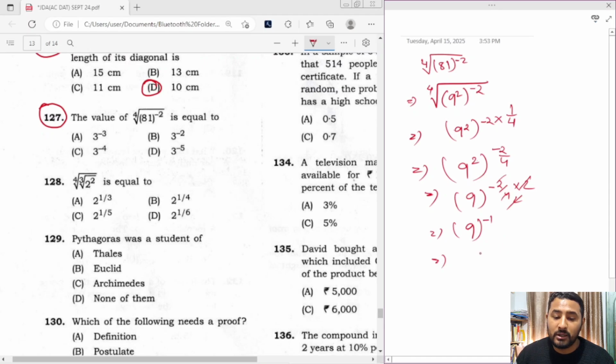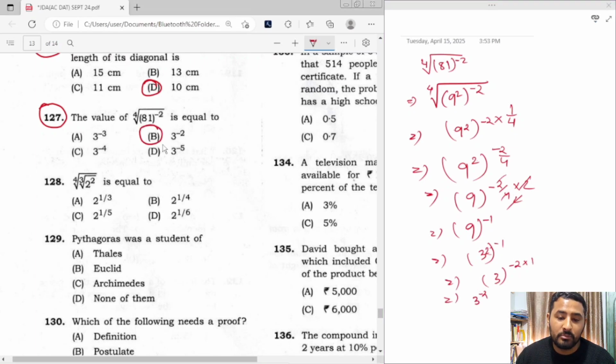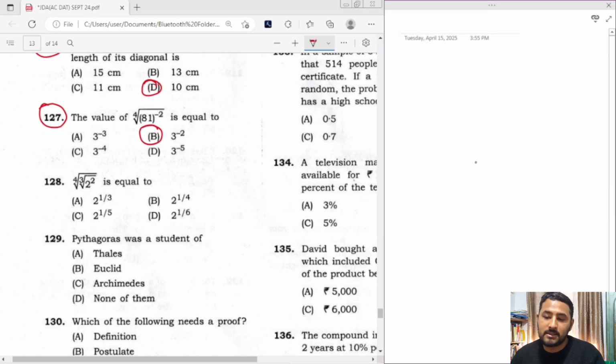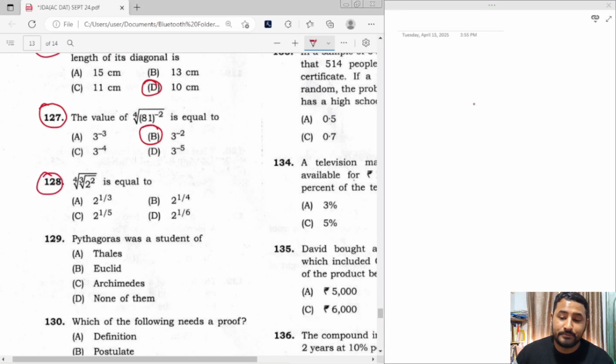Now this 9 to the power minus 1 can be written as 3 square, right? 9 can be written as 3 square, to the power minus 1. So when you multiply the powers again, you get minus 1 into 2, which means you get minus 2. 3 to the power minus 2, okay? Answer will be option number B. Let's go next. 128. Again 4. Then we have cube root, quad root, cube root, and then 2 square.